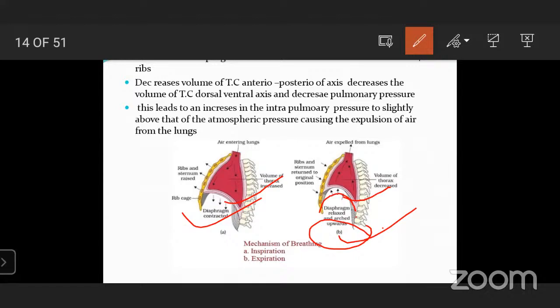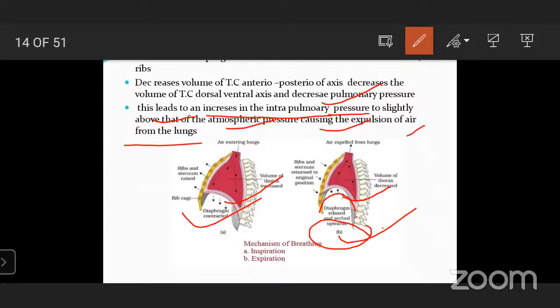So here the very important point, sir, is the decrease in the volume of the thorax anteriorly, posteriorly, dorsally and ventrally. Automatically the pulmonary volume decreases. So this leads to increasing the intrapulmonary pressure inside the lungs to slightly above the atmospheric pressure, right? Causing the expulsion of air from the lungs.